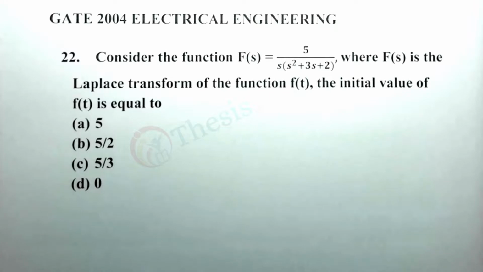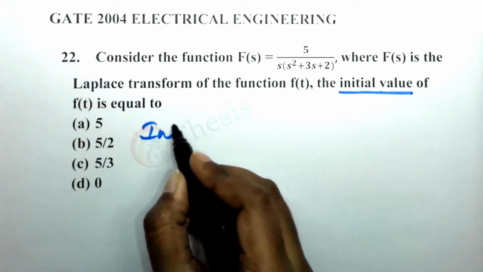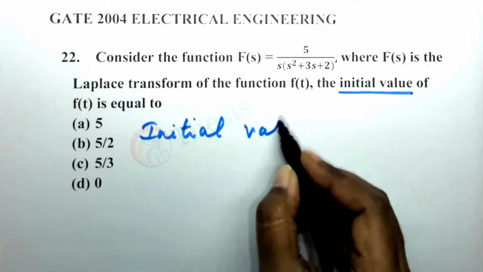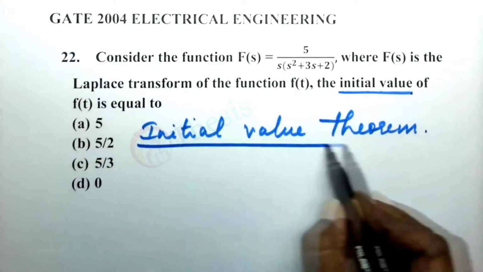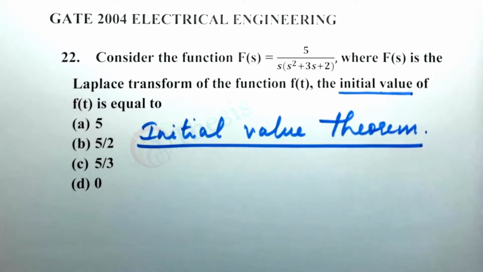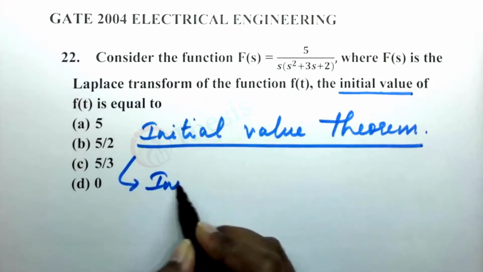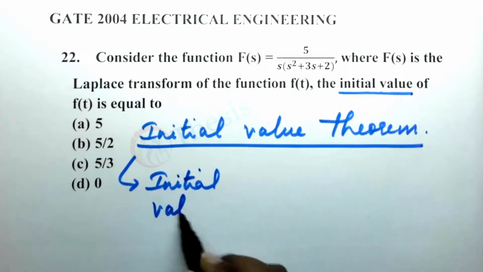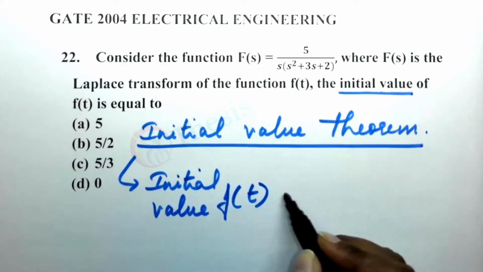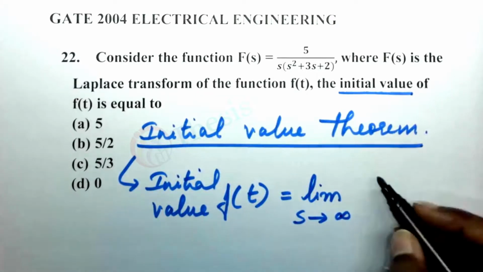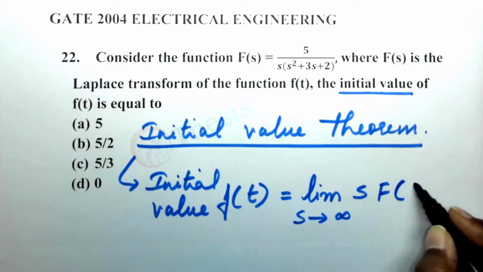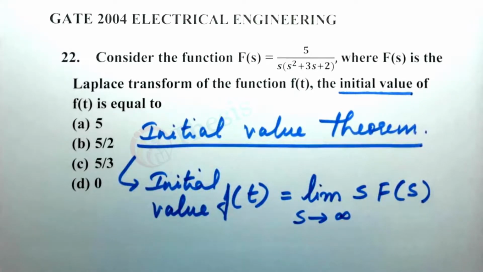Okay. Now because the question says initial value, that immediately should give us a clue. We are supposed to use the fundamental concept of the initial value theorem. Now, according to the initial value theorem, the initial value of f(t) is equal to the limit of s tends to infinity, s times F(s). So this is what we are supposed to find, right?